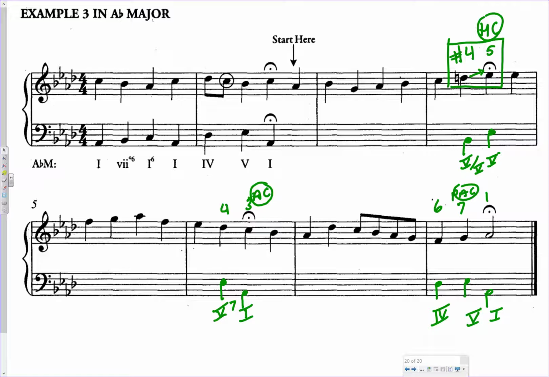Remember that when we write our cadence points, we want to keep everything in root position. We should not differ at all in measure 4 with the half cadence using the secondary dominant. We should not differ at all in measure 6 using the 5-7 to the 1.